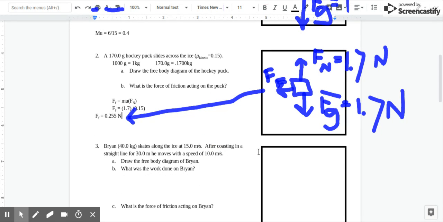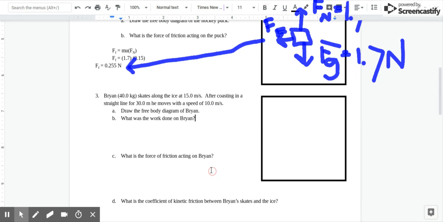All right. This one with Brian, you guys were struggling with a little bit. So what this says is Brian skates along the ice at 15 meters per second. After coasting in a straight line for 30 meters, he moves with the speed of 10 meters per second. So there was a lot of a struggle here.